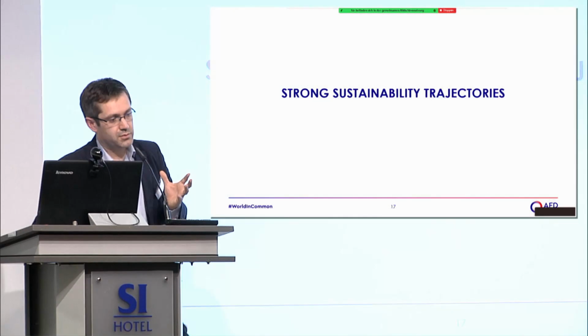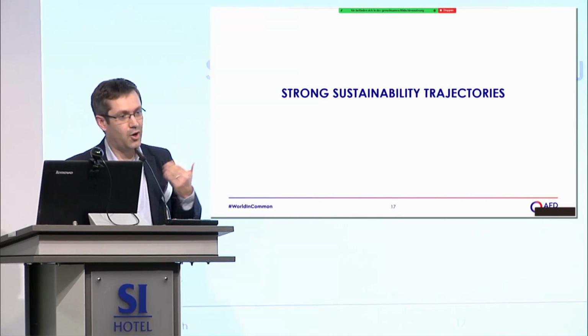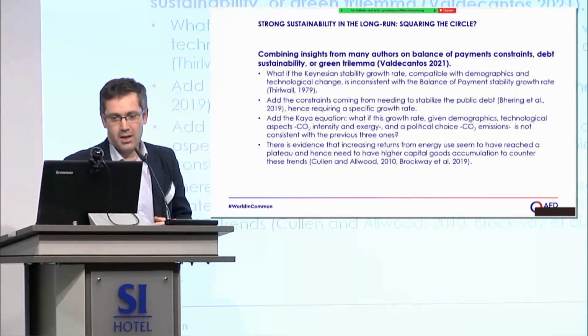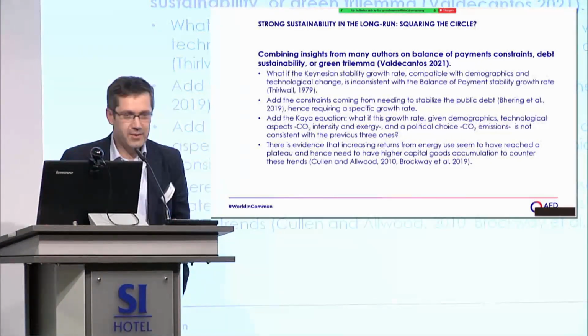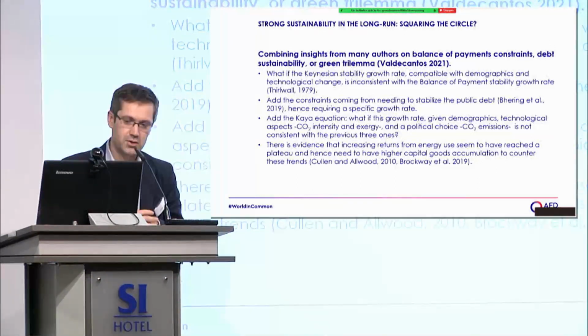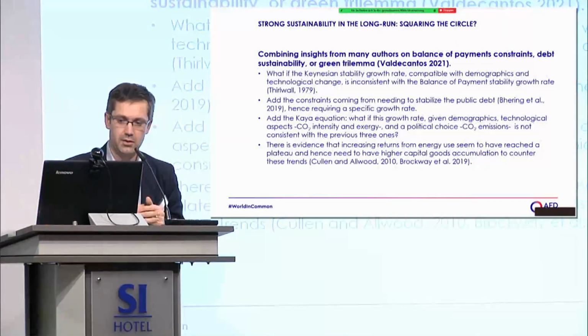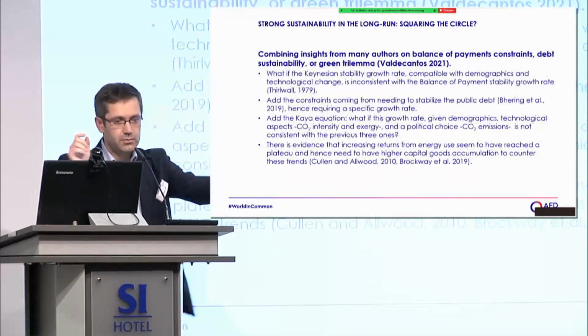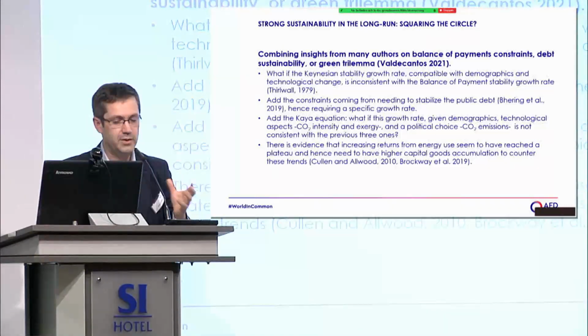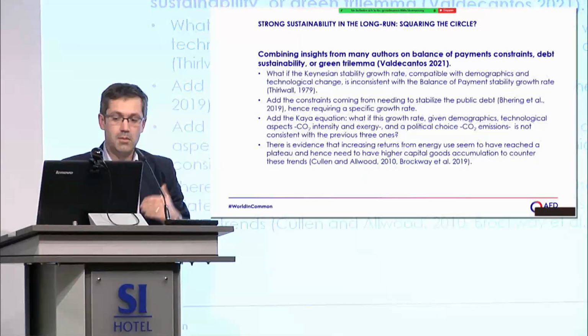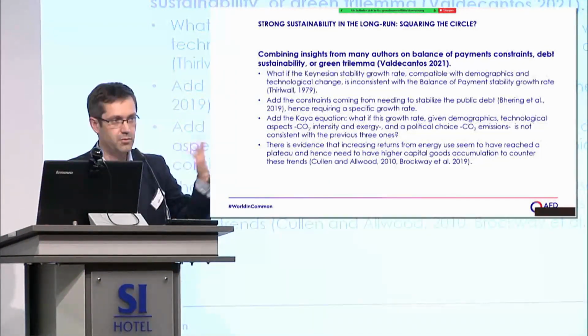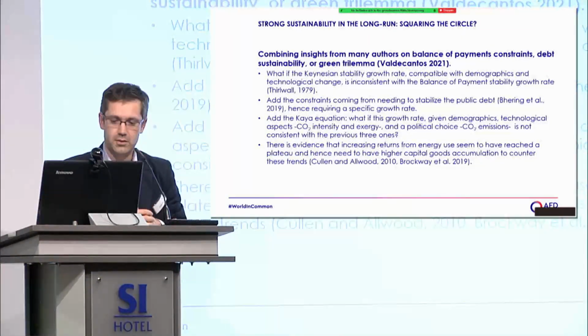Now, if you take into consideration the importance of having this multidimensional analysis, how do you define strong sustainability trajectories then? And this is a small sidetrack on theoretical consideration. This is a recent work we started to do, and the idea is combining balance of payment constraints, debt sustainability constraints, and the green trilemma that Sebastian Valdecantos has coined very nicely in a recent paper. The idea is to take into consideration the growth rate you need for Keynesian stability, which is compatible with demography and technological change, and the balance of payment growth rate, which is consistent with the rest of the world, and elasticities of imports and exports.